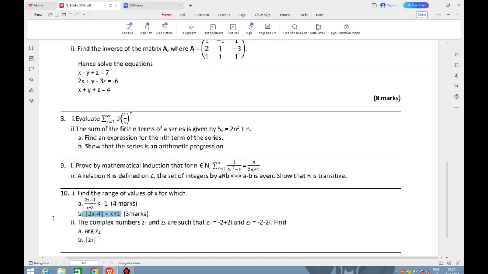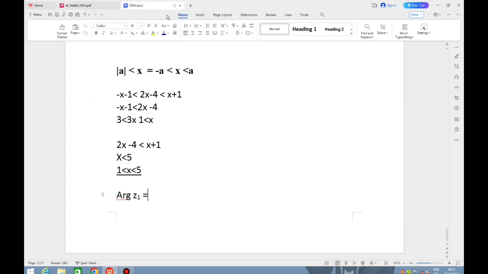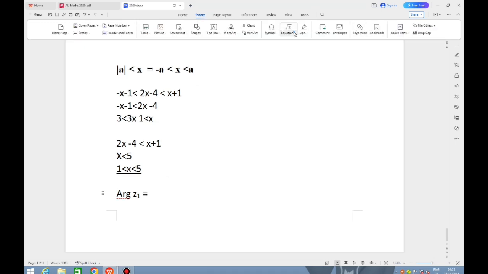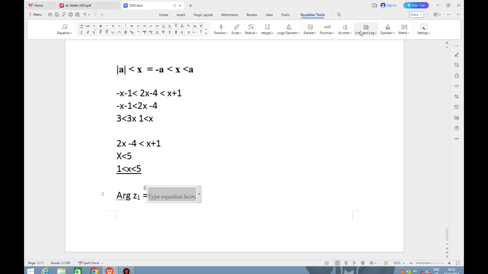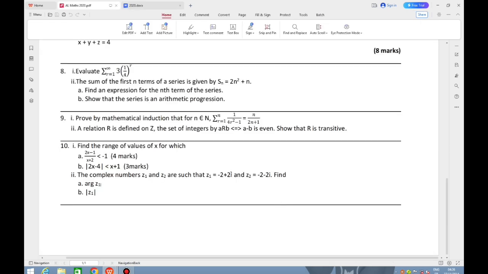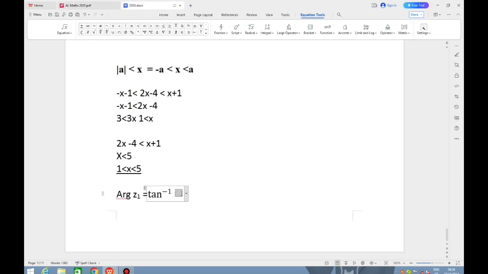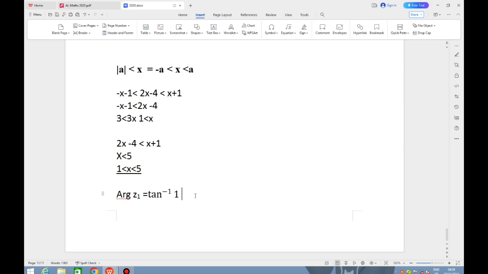Now question 10 Roman 2 says the complex numbers z1 and z2 are such that z1 is equal to negative 2 plus 2i and z2 is equal to negative 2 minus 2i. Find arg z. Okay, the argument of z1 is equal to tan inverse of 2 all over 2. This negative sign does not affect the angle we're going to get now, so that's going to be equal to tan inverse of 2 on 2, which is 1. Tan inverse 1 is equal to 45 degrees, or pi on 4.